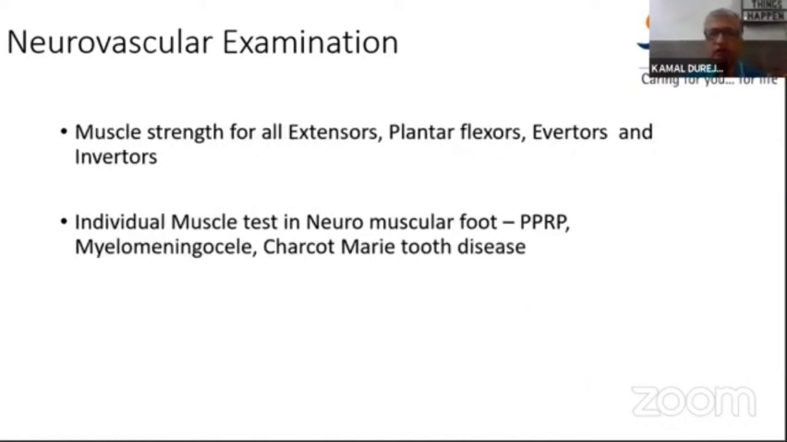And then we proceed to the motor examination. Motor examination is done by checking the muscle strength. As a group, you can check extensors, plantar flexors, everters, and inverters. But if you are treating post-polio residual paralysis, myelomeningocele, or Charcot-Marie-Tooth disease, where there is a selective loss of muscle power, and you're planning to do tendon transfers, then it's good practice to check every muscle individually, record the power of the muscle, and make a chart about it.